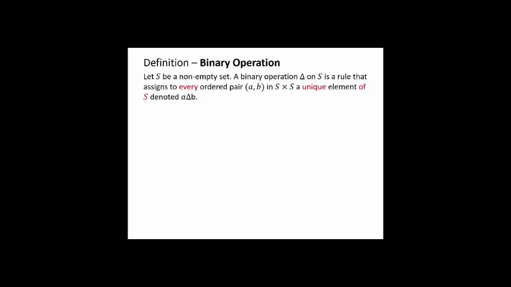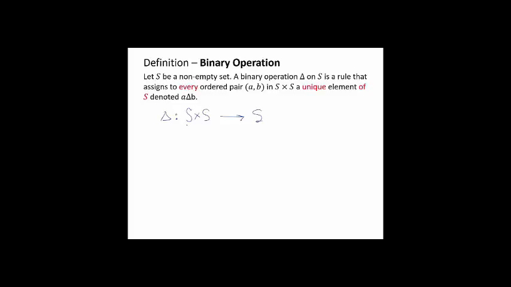The first definition is that of a binary operation. Let S be a non-empty set. A binary operation delta on S is a rule that assigns to every ordered pair (a, b) in S cross S a unique element of S, denoted a delta b. So what this is saying is that delta is a mapping from the Cartesian product S cross S to S. That's really all we need to say, is that it's a mapping, it's a function.